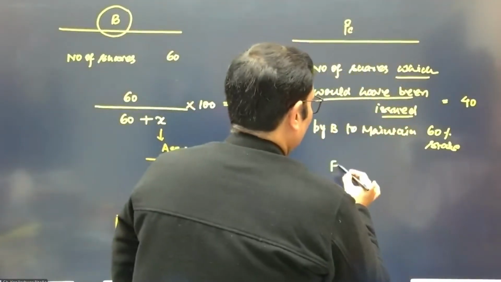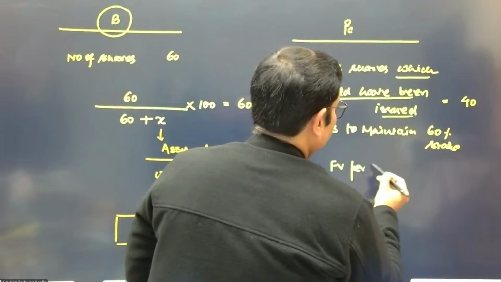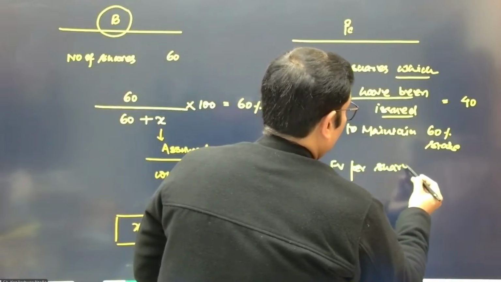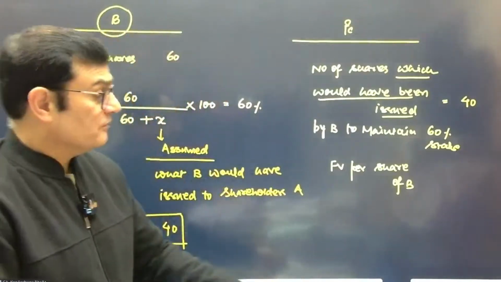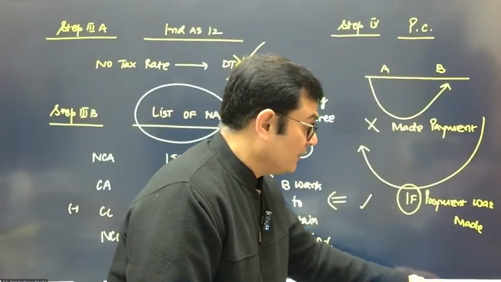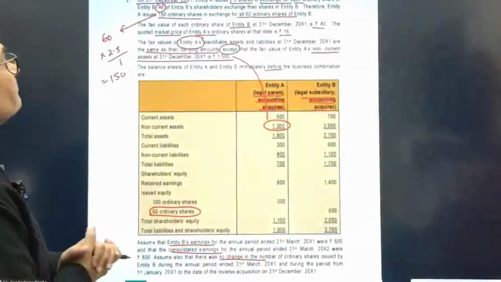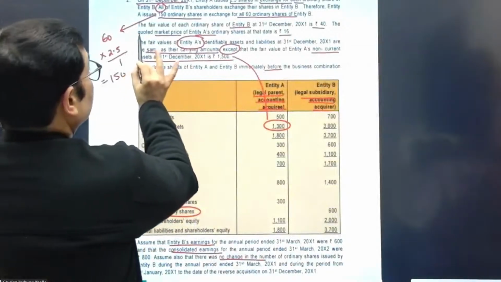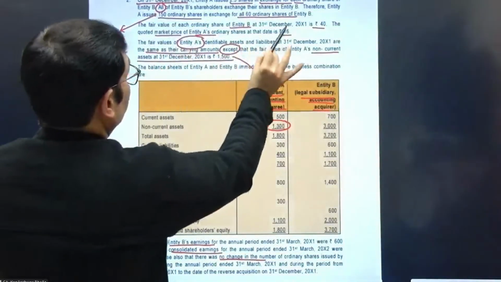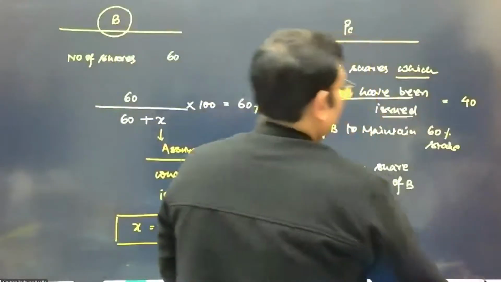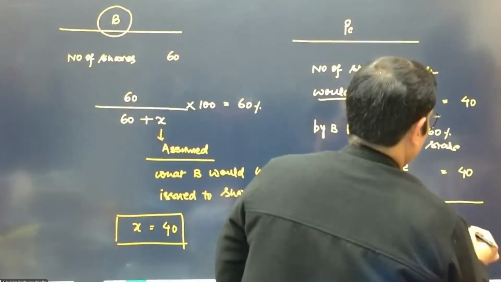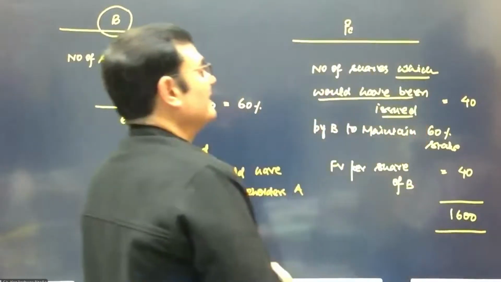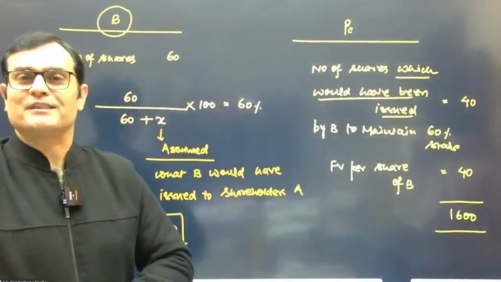And what is the fair value per share of company B? We're also given that in the question. In the second para, it says the fair value of the shares of B is 40. So we know the share value is 40. If you multiply 40 into 40, that works out at 1600. That is the purchase consideration.